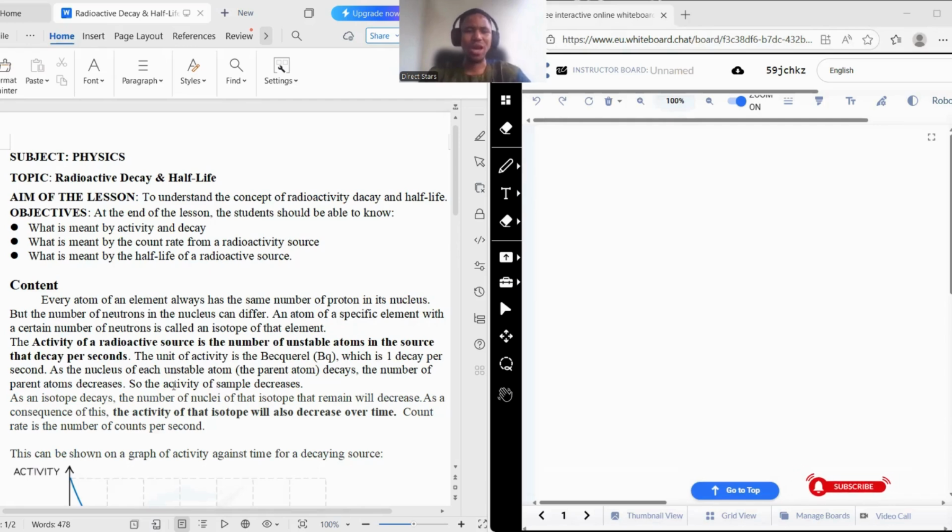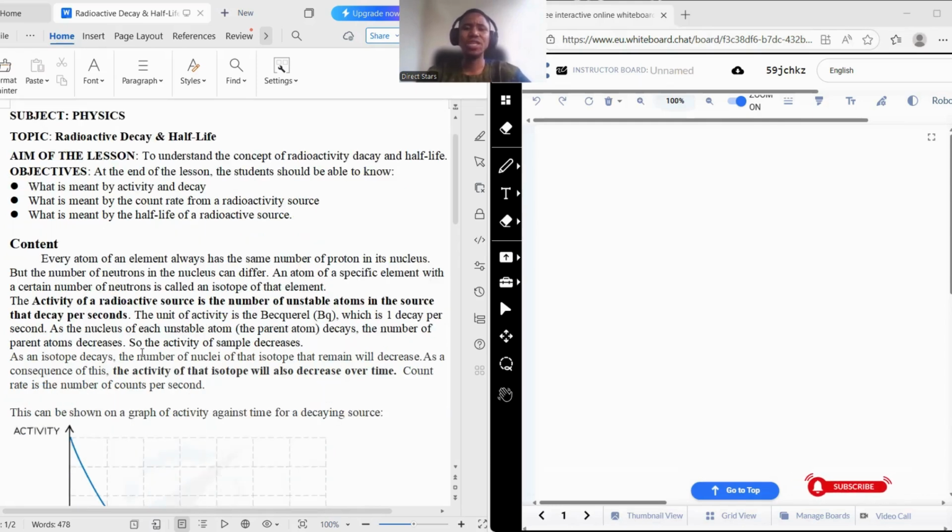So that is where we have activity. Activity of a radioactive source is the number of unstable atoms in the source that decay per second. I want you to know that: decay per second. So the unit of activity is called the becquerel, which means 1 decay per second.